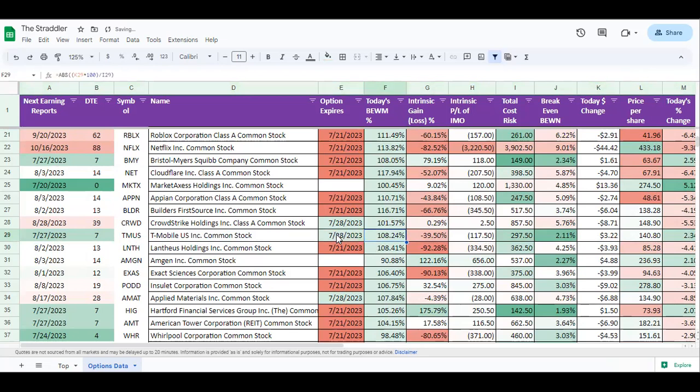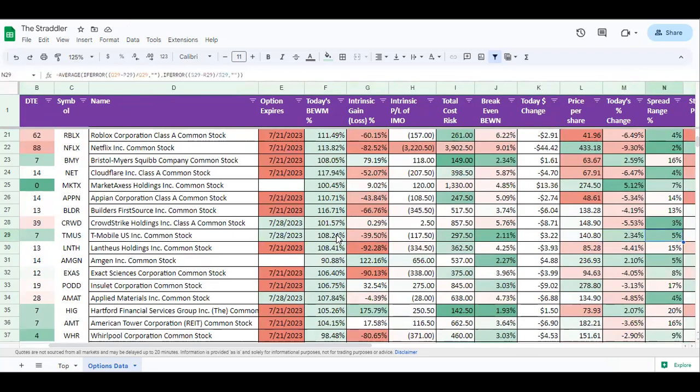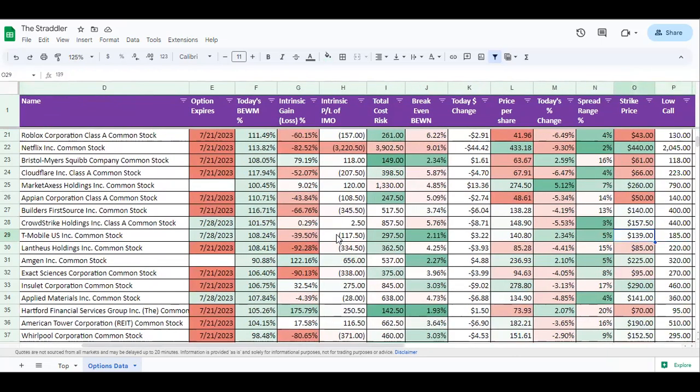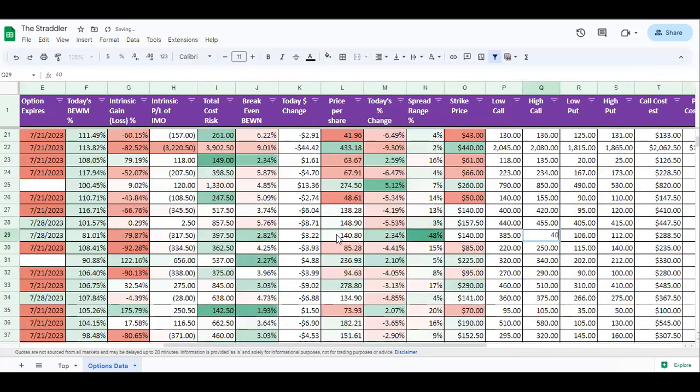Currently, they are at 140.67 a share. Let's give them a strike price of 140. That costs between $385 and $400. And the put is between $300 and $310. That is unfortunately expensive.